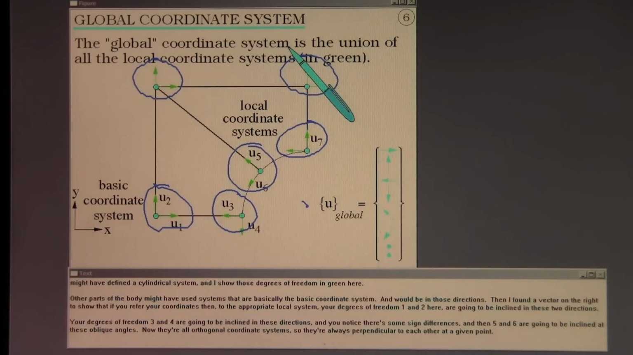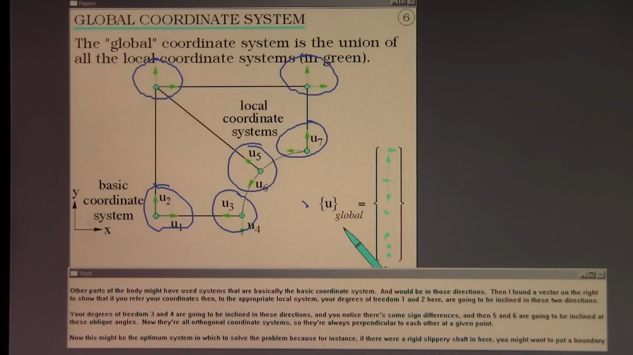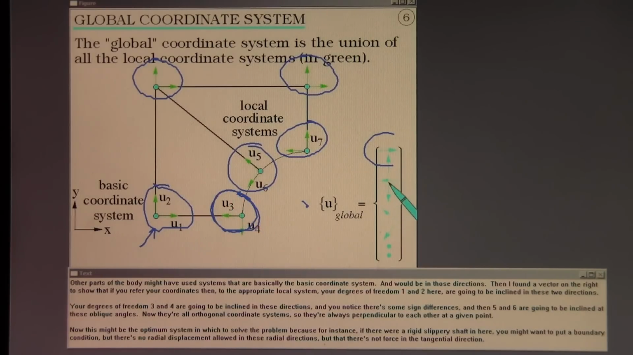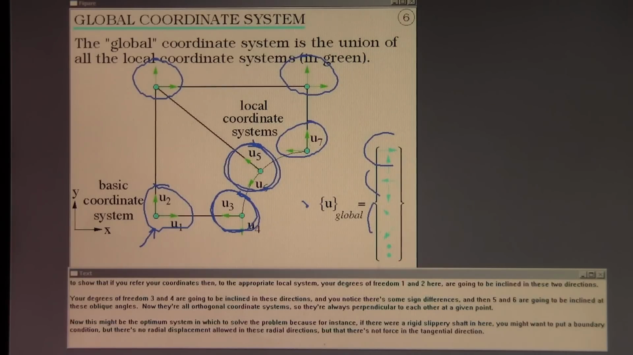Those would be in those directions. Then I formed a vector on the right to show that if you refer your coordinates then to the appropriate local system, your degrees of freedom 1 and 2 here are going to be inclined in these two directions. Your degrees of freedom 3 and 4 are going to be inclined in these directions, and you notice there's some sign differences. And then 5 and 6 are going to be inclined at these oblique angles. Now they're all orthogonal coordinate systems, so they're always perpendicular to each other at a given point.